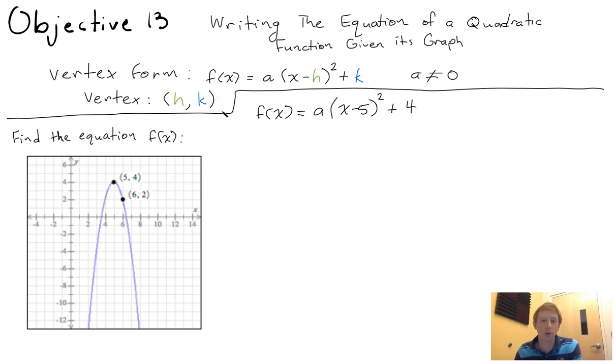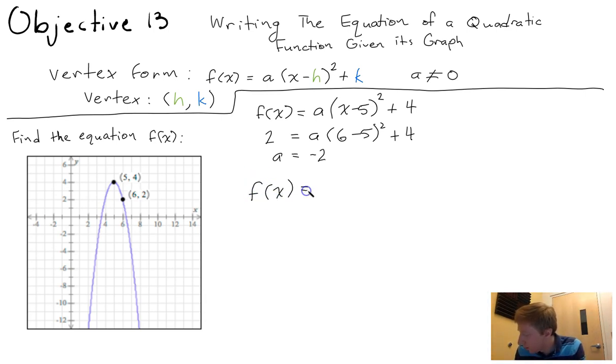Now substitute the other point in for x and f of x, and use the rules of algebra to solve for a. So we have this other point 6, 2, substitute in here for f of x, which is also y. 2 equals a times 6, which is the x value of that point, minus 5 squared plus 4. Then after performing the calculation, we'll find that a equals negative 2. Therefore, your function is f of x equals negative 2 times the quantity of x minus 5 squared plus 4. This is our final function.